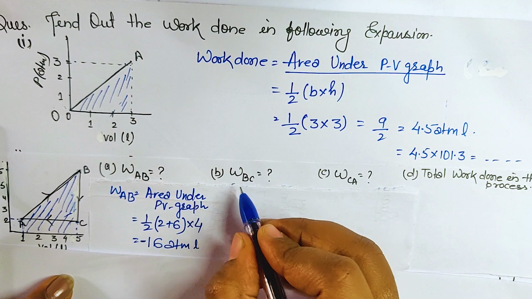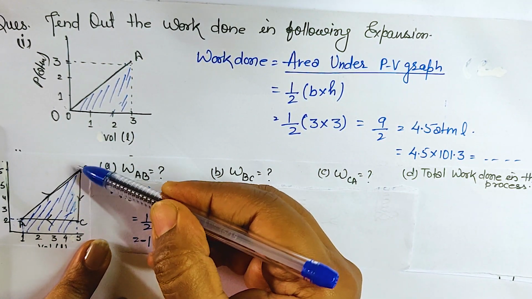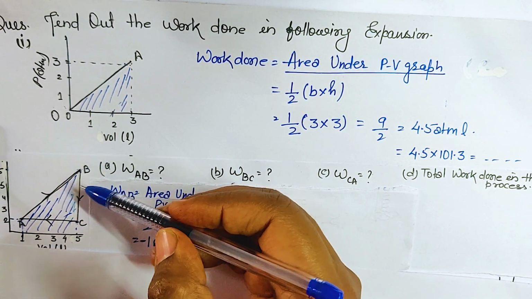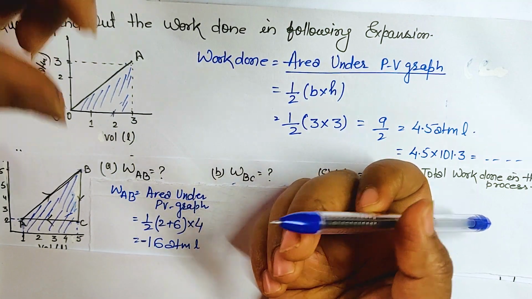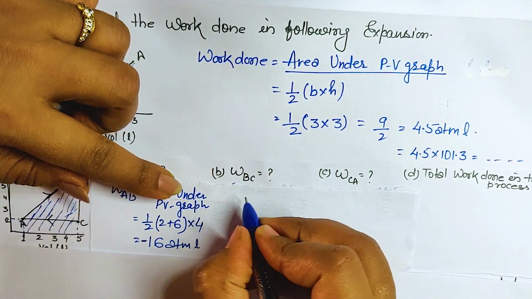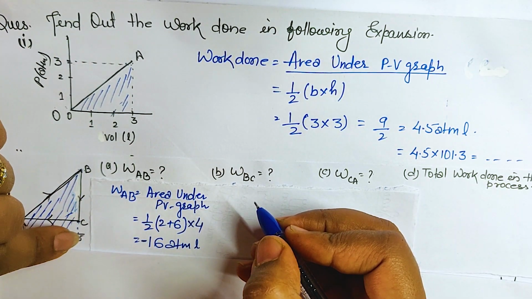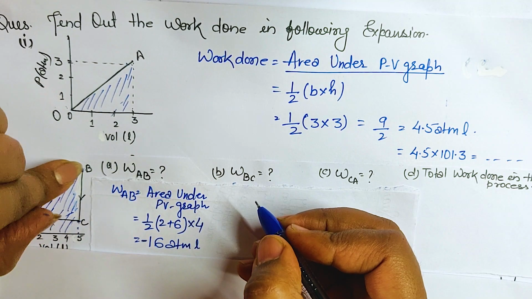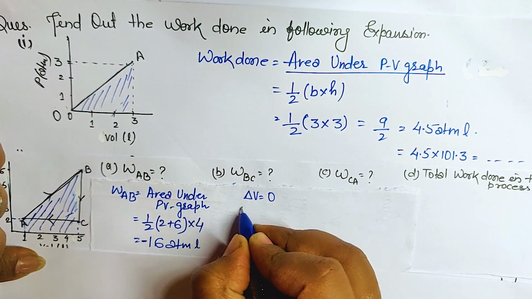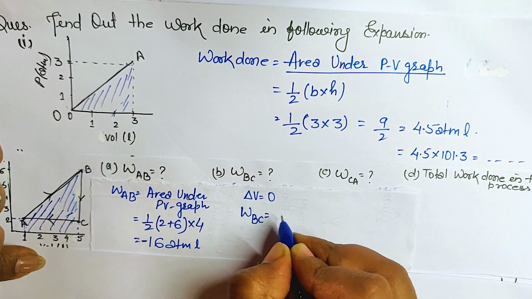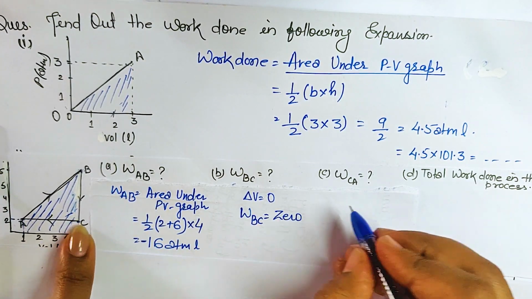Now the second thing is W_BC. So B to C, we can see there is again no constant pressure. So the area under the graph we could find, but this is a line, and there can be no area under a line. So we will simply check the volume. Volume is 5 initially, at this initial point. Final volume is also 5. So delta V is equal to 0. So work done is simply 0. Clear?